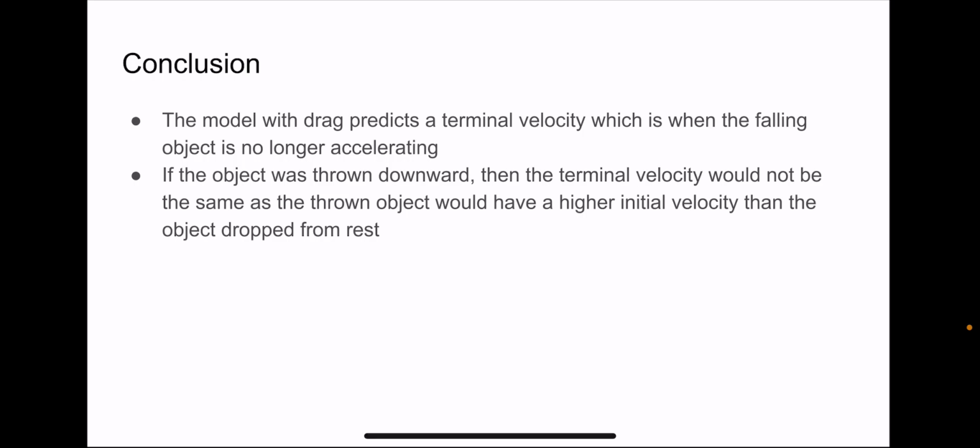For our conclusion, the model with drag predicts a terminal velocity, which is when the falling object is no longer accelerating. If the object was thrown downward, then the terminal velocity would not be the same, as the thrown object would have a higher initial velocity than the object dropped from rest. But in this case, we threw it up and then we let the iPhone fall down, which gave us different results. And that's the conclusion of my lab.